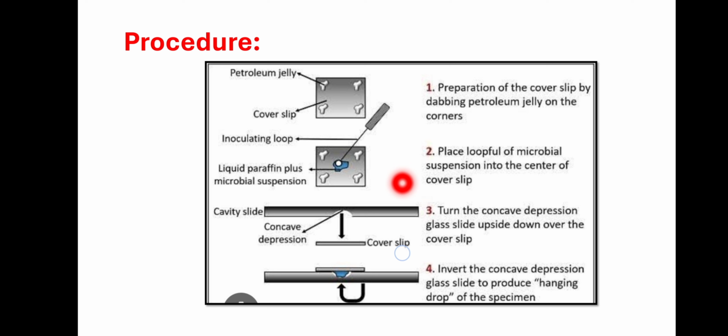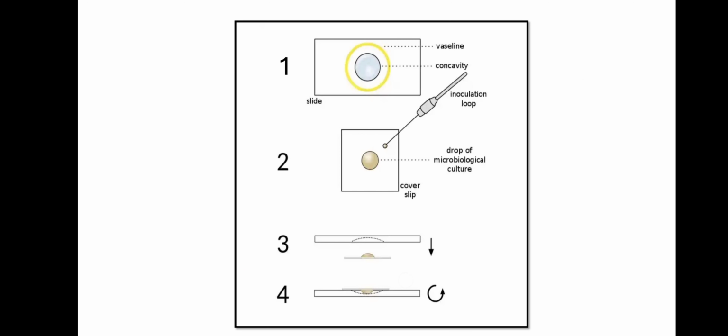Next step, turn the concave depression glass slide upside down over the cover slip. We are going to press the cavity slide upon this cover slip with gentle pressure. The next step will be to invert the concave depression glass slide to produce the hanging drop of this specimen. That is, we are going to invert this cavity slide upside down so that it will form a hanging drop on the slide.